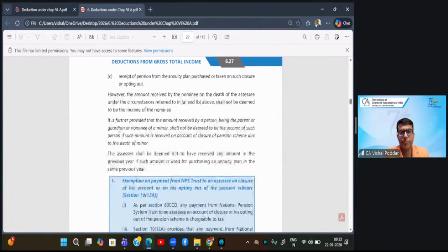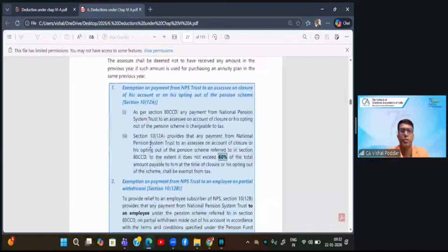Second, it is further provided that the amount received by a person being the parent or guardian of the nominee or of a minor shall not be deemed to be income if such amount is received on account of closure of the pension scheme due to the death of the minor. So same point. You have taken the scheme in the name of the minor. Because of the minor's death, you closed it and got the amount. That is also exempt. This is the first exemption.